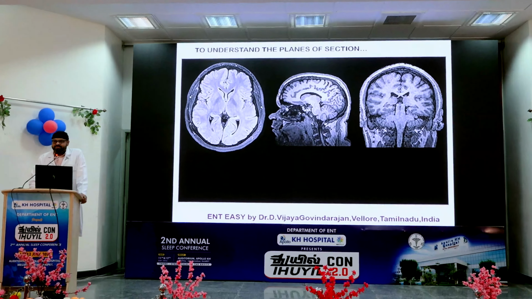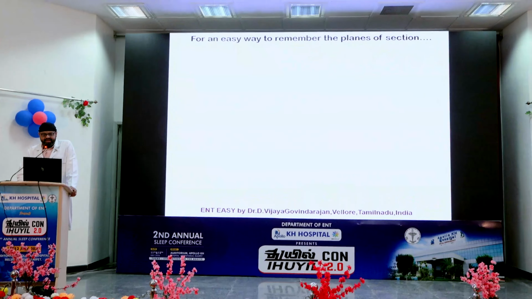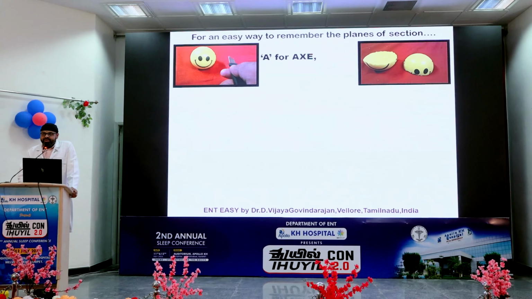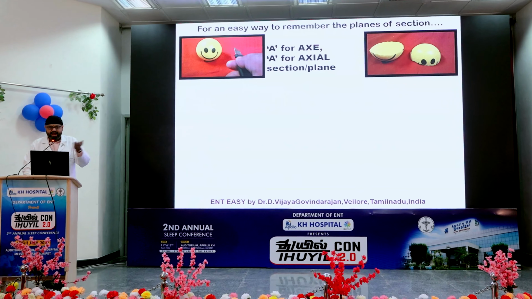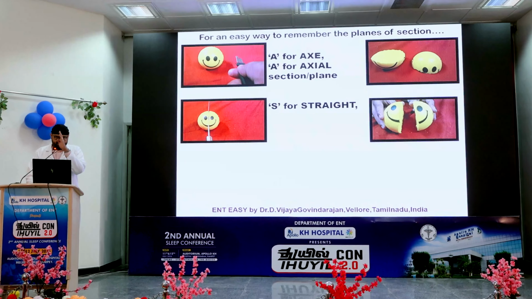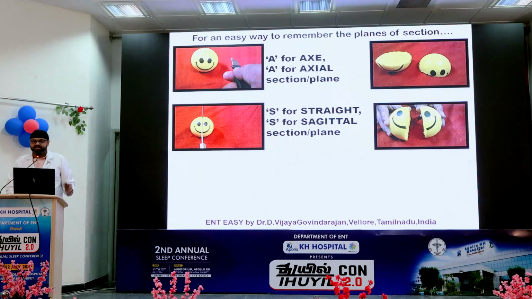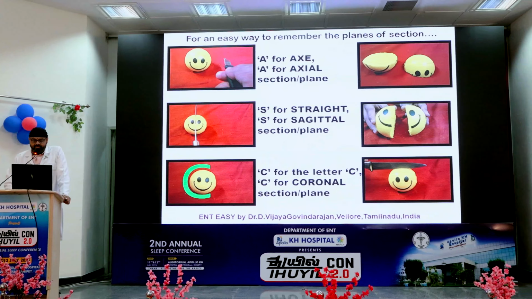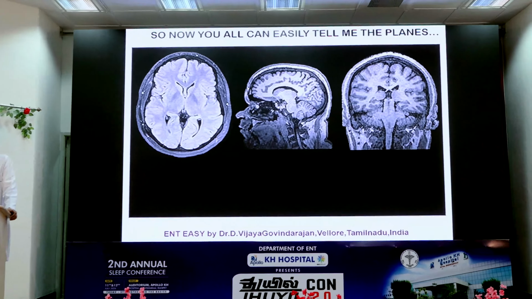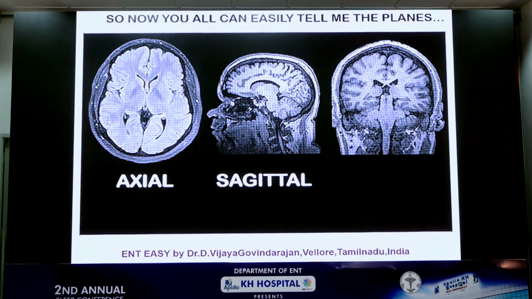To understand the planes of section, I have created this easy way. Just cutting a ball with an axe like this, and that becomes A for axial section, S for sagittal section, and C for the letter C, so it is coronal section. With this, anyone gets the concept of what axial, sagittal, and coronal are.